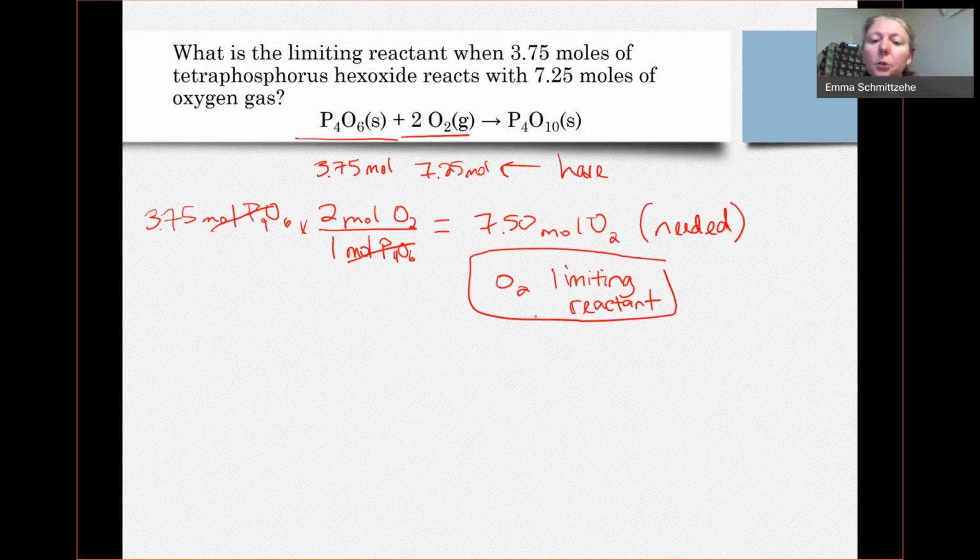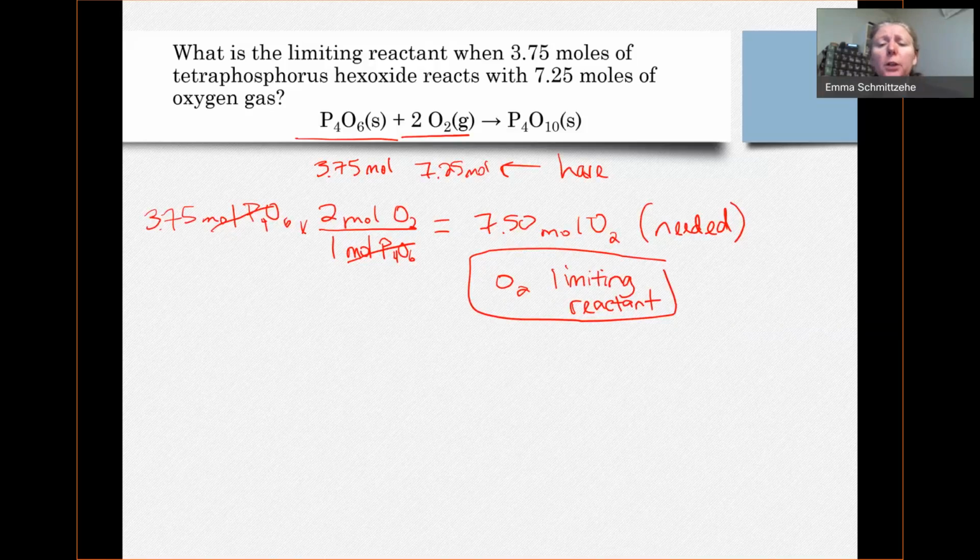So that's how you do that. Like I said, we could have picked the other reactant. You could have picked the 7.25 moles of O2. The difference would be you would convert that to P4O6, and that would tell you how much P4O6 you need, which then you could compare to the 3.75 moles of P4O6 that you have. Okay?